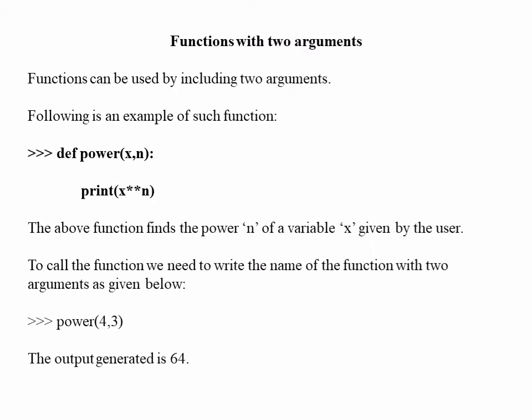Then we can place two arguments. Here we have placed two arguments, x and n. So here x double asterisk n means x to the power n. If we call this function by giving two arguments, say 4 and 3, it will calculate 4 raised to the power 3. So 4 into 4 into 4, that is 64. So this way.